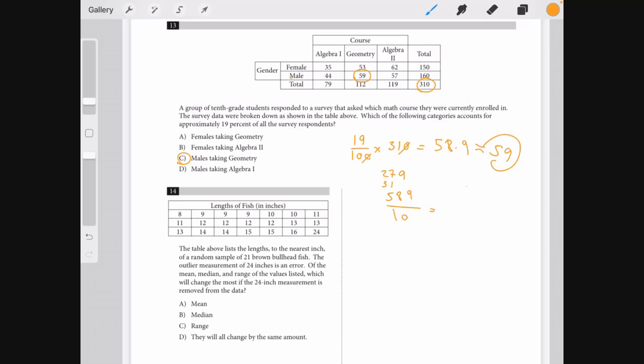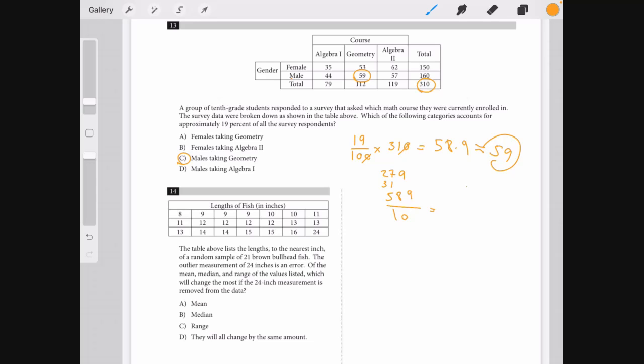All right, so this table is looking at the length of fish in inches. The table above lists the length to the nearest inch of a random sample of 21 brown bullhead fish. The outlier measurement of 24 inches is an error. Of the mean, median, and range of the values listed, which will change if the 24-inch measurement is removed from the data.